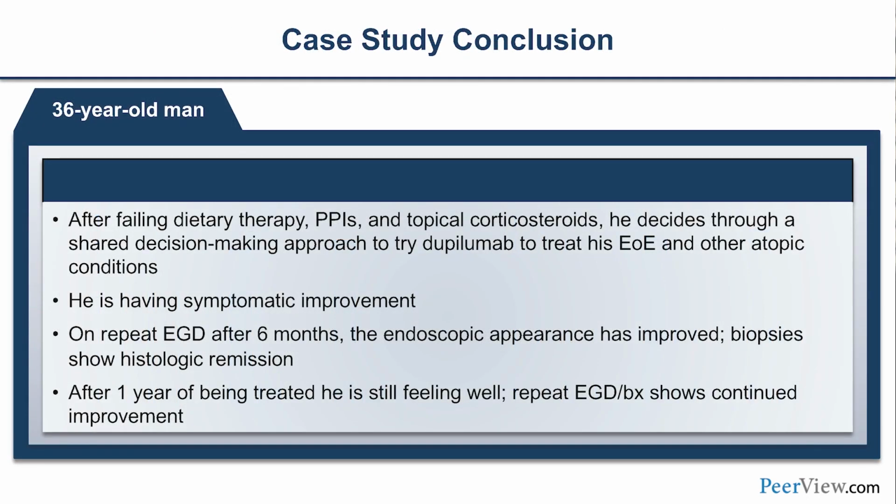So to conclude this case study, after failing dietary therapy, PPIs, and topical steroids, Steve decides through a shared decision-making approach to try Dupilumab to treat his EoE, along with his other atopic comorbidities. After 6 months of treatment, he is having symptom improvement, and the endoscopy performed at that time shows that the endoscopic appearance has improved, and esophageal biopsies show histologic remission. He continues on the medication, and after 1 year of treatment, he is still feeling well, and his monitoring endoscopy and biopsy at that time show continued improvement in endoscopic healing and ongoing histologic remission in the biopsies.